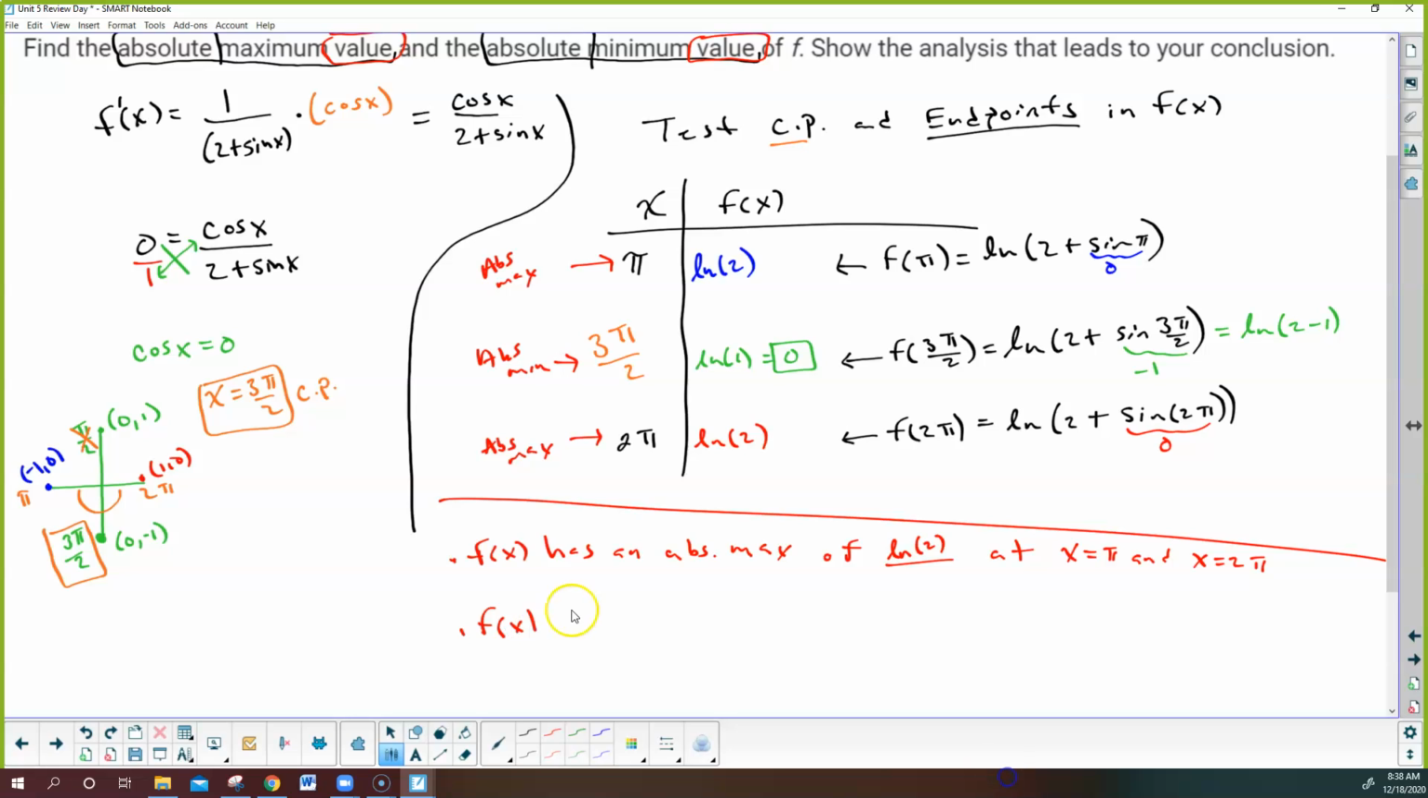And then we have to write the other one. F has an absolute min of, what is the lowest output we have? It's 0, or you could write ln of 1 at x equals 3 pi over 2. So notice what I did. I stated what the absolute max or min was, and then I stated where it occurred. If you do that, then you'll answer any question that they could ask.